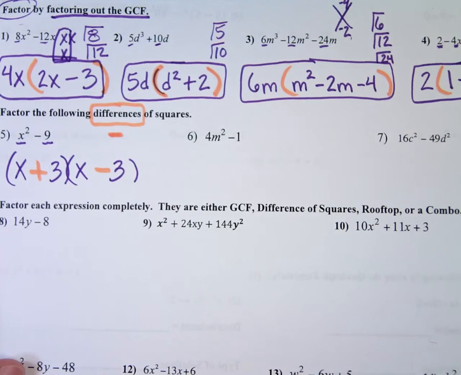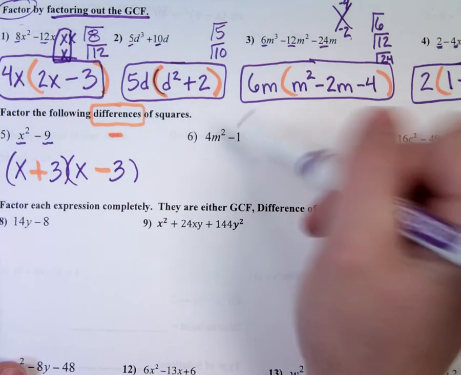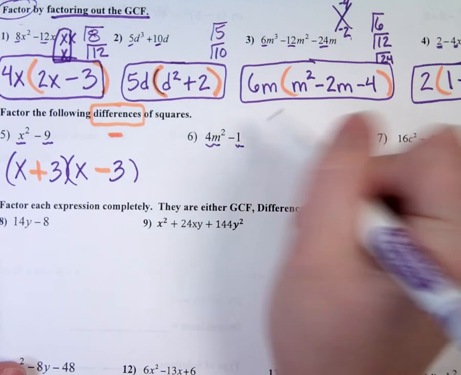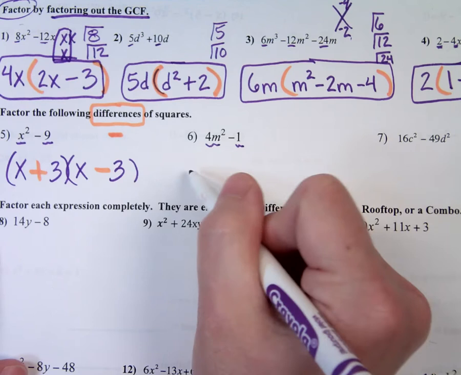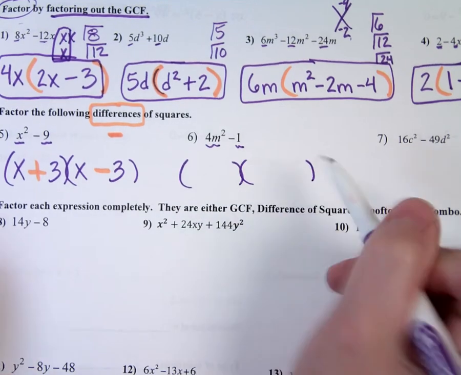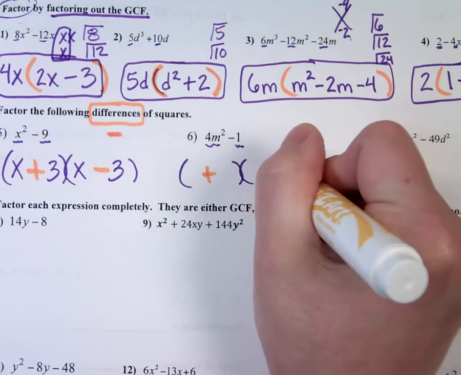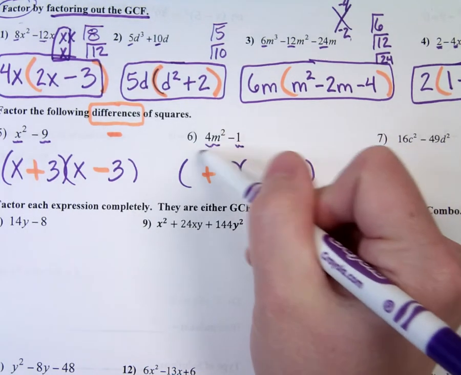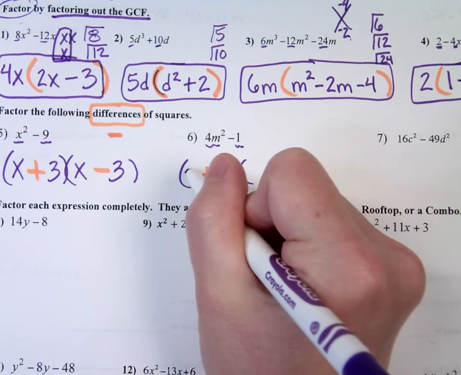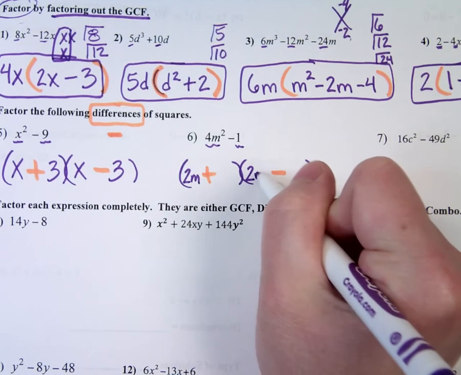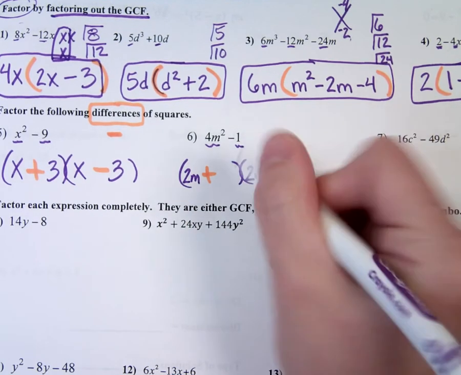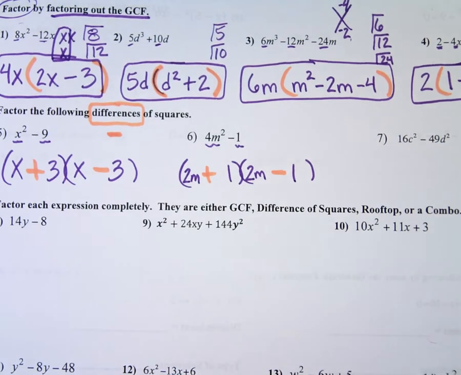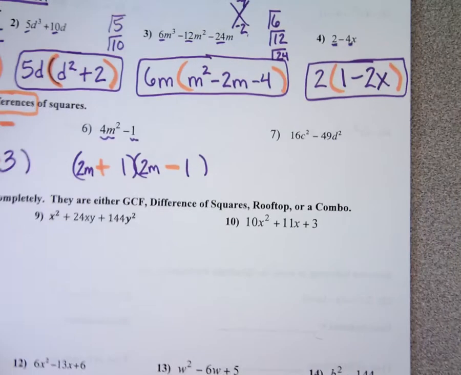Okay, number 6. I look to see if I have a minus, and I do, and then I look to see if those are both perfect squares surrounding the minus, and they are. So I slap down my 2 sets of parentheses. One gets a plus, one gets a minus, and then I write down the square roots. What's the square root of 4m squared? 2m. And what's the square root of 1? 1. Most students love to do difference of squares problems, so hopefully these are easy.